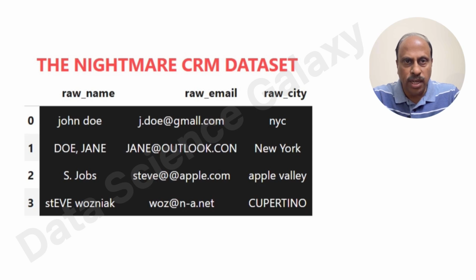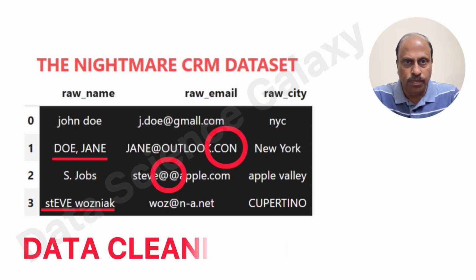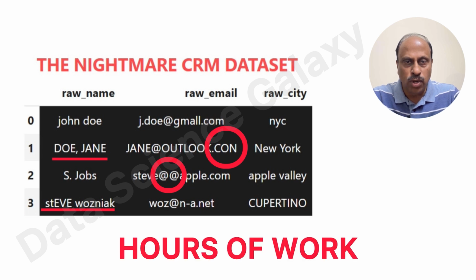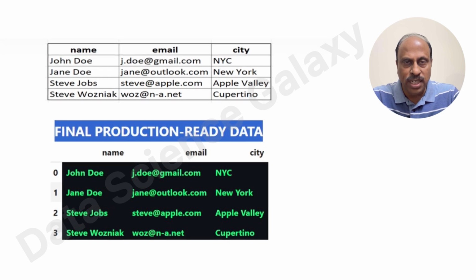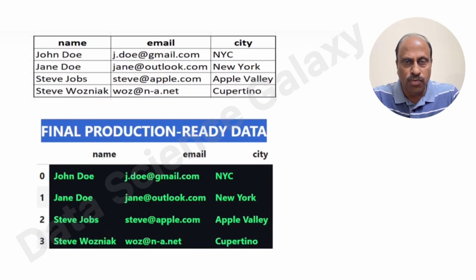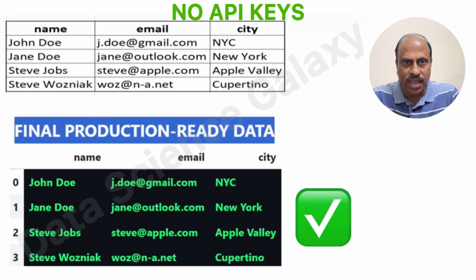Stop cleaning data manually. Look at this CRM: shouting caps, broken emails, and junk formatting. Usually this costs you hours of work or expensive API credits. But check this out. Perfect names and repaired emails, done 100% locally for zero cost. No data leaves your machine, and you don't need an API key.